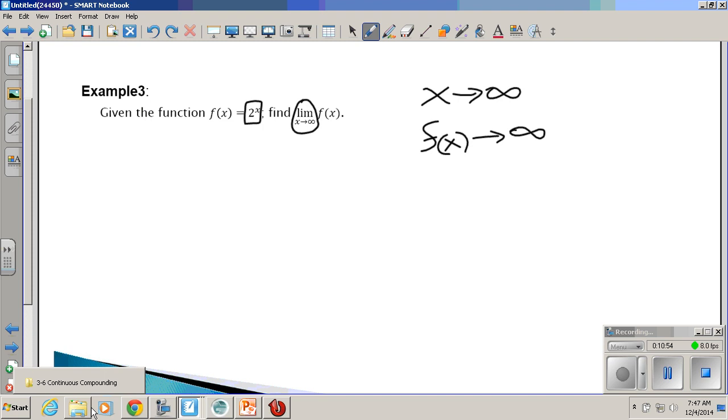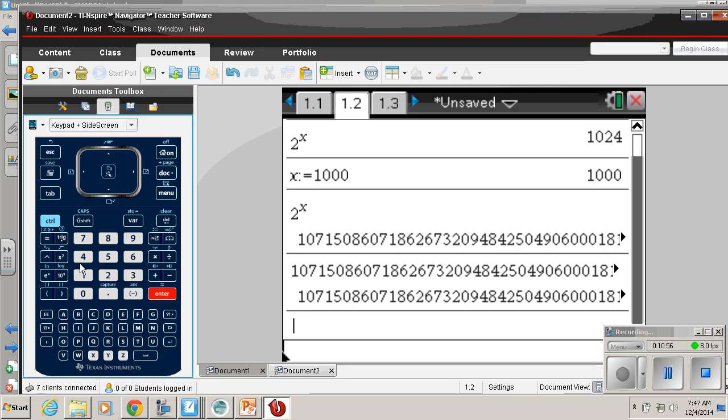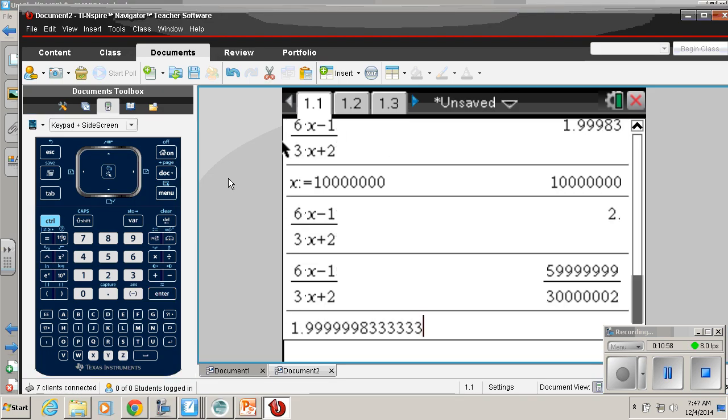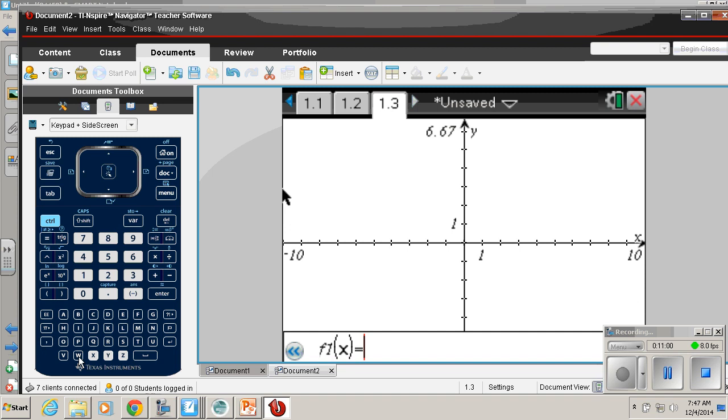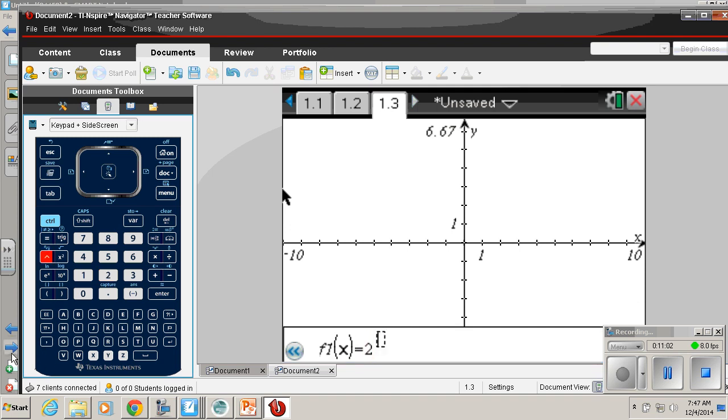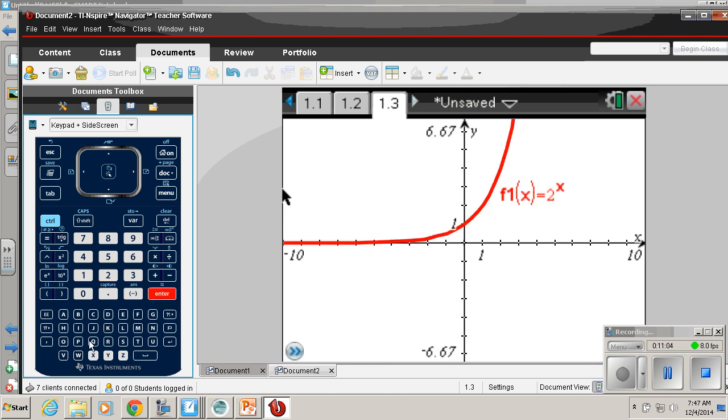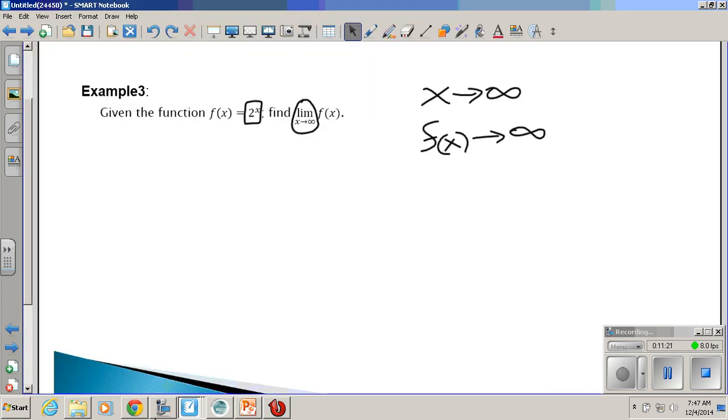Okay? Another way to look at it is to look at its graph. So if I graph 2 to the x, notice as x values get bigger and bigger and bigger, this goes bigger and bigger and bigger. The y values, the function values, get bigger. So it increases towards infinity. Okay, so graphically you can also look at it, or a table. You can look at the table.